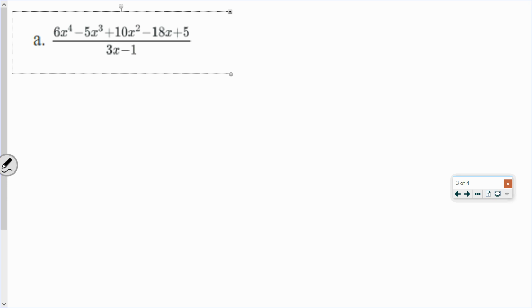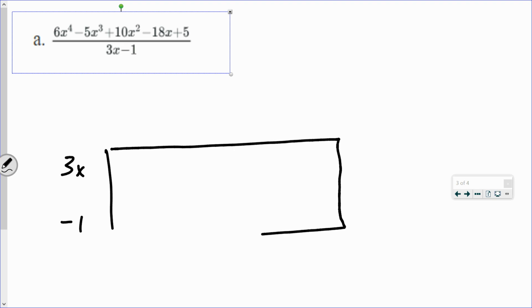So just setting up the box is sometimes, again, a struggle. I have a 3x and I have a negative 1. And I'm going to just put this generic rectangle here. And sometimes I don't know how far it's going to go.